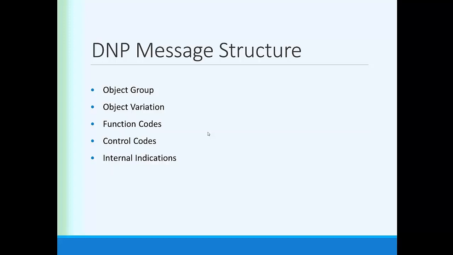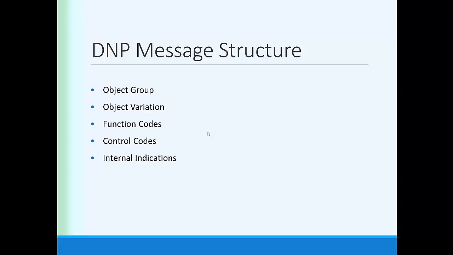What is this message structure, and what are the functions supported by the protocol that might be used to distinguish a level 1 from a level 2 from a level 3 type device? So basically, in any hierarchy, you could have almost an infinite number of subcategorizations. I want to start off by saying this is pretty much all there is. There are basically 5 levels of hierarchy in the message structure. And if you can distinguish group and variation from function and control codes, and see the difference between all of that and internal indications, you will have a good idea of how the message structure in DNP is constructed.